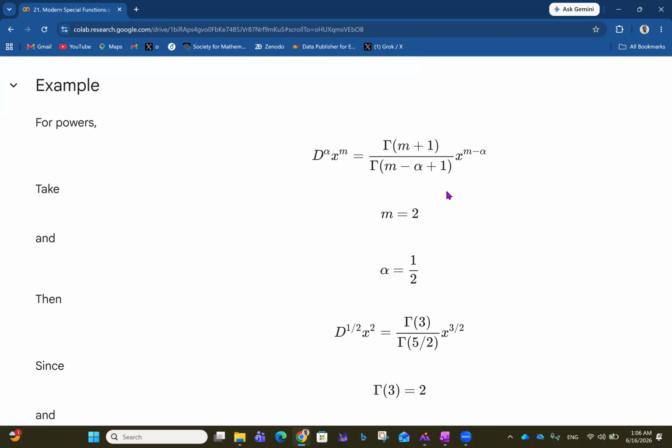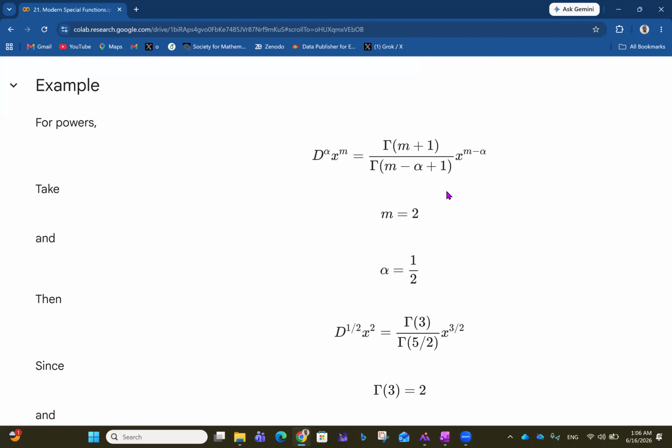So normally in integer order, right, you bring down the power, whatever power you have, you multiply it with a function with the power reduced by 1. But here now, you have gamma of m plus 1 over gamma of m minus alpha plus 1 multiplied by x raised to power m minus alpha. So it's more or less the same, because now you are reducing the power of x by the order of differentiation. If you take m to be 2, for instance, that's the power of x, and then alpha to be half, that's a fractional derivative.